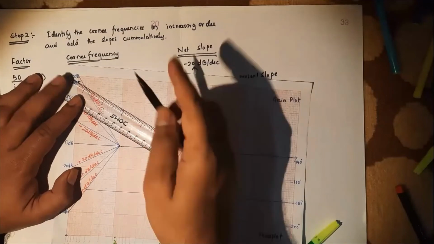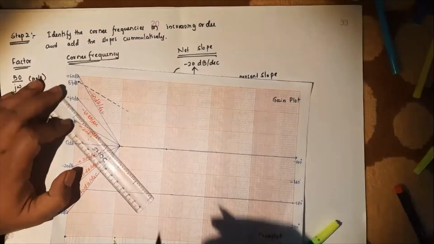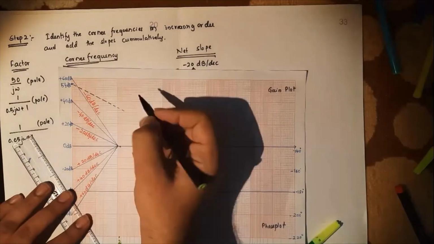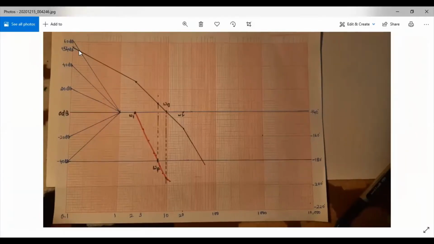Okay, with the same slope. So it should be parallel to minus 20 dB per decade with the same slope. So till what point you need to draw this? Up to the next corner frequency. So 54 dB was the starting point, and till 2 radians per second, our slope will remain minus 20 dB per decade, which is parallel to this line.